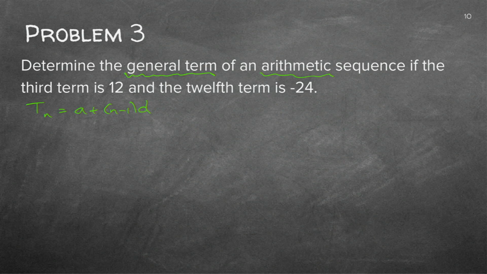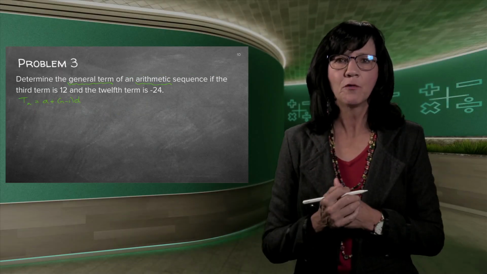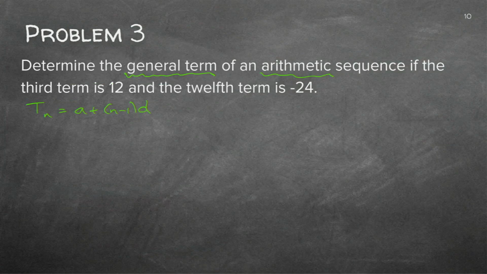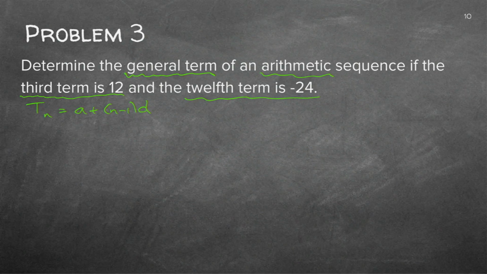Only when I know what the a and the d is, I can substitute that and then I have my general term. So I again need to find the a and the d. But what information did they give us? The third term is 12 and the 12th term is -24. Now I wonder if you can remember. If I just write down term 3 is equal to 12, you can do absolutely nothing with that.